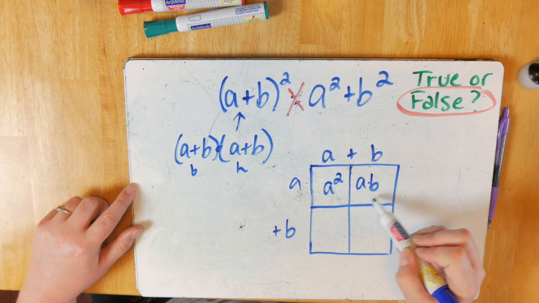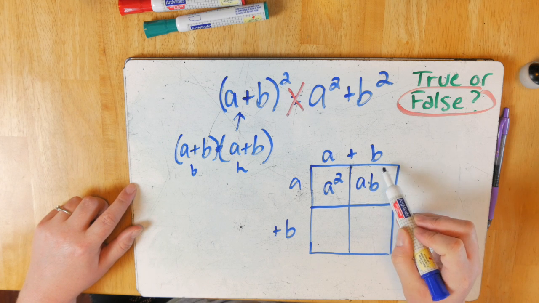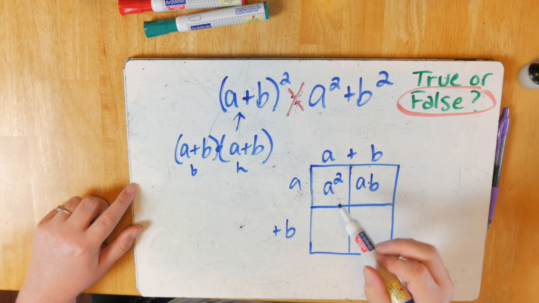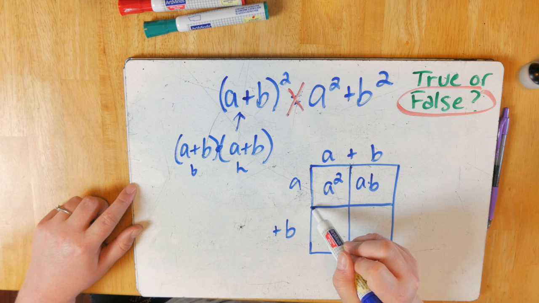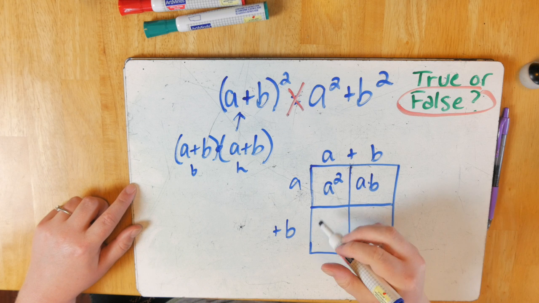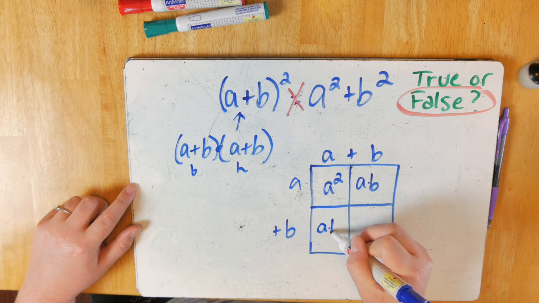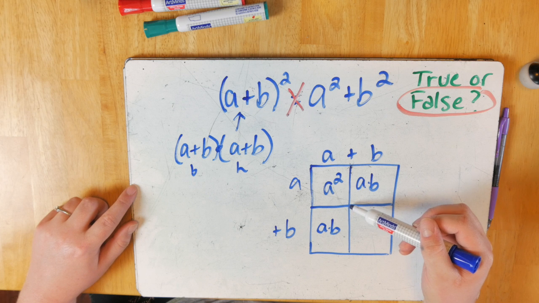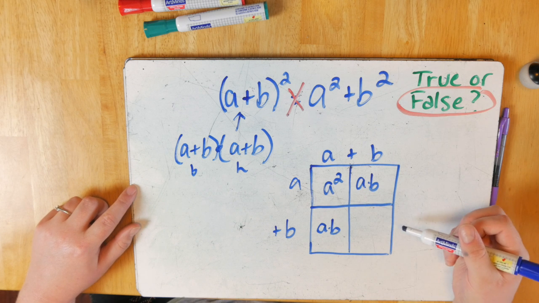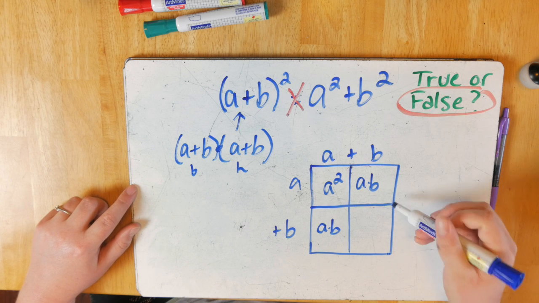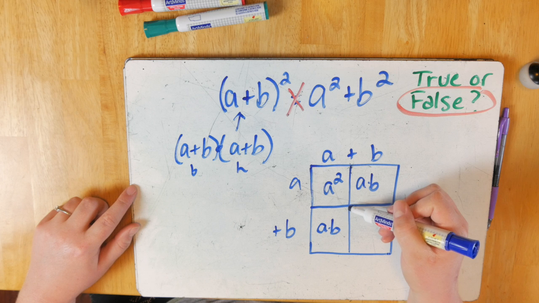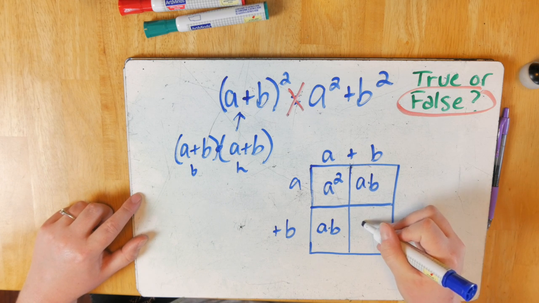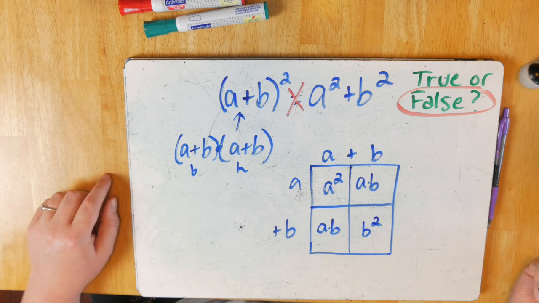So that's the area of that little rectangle with a base of b and a height of a. Down here we have a base of a and a height of b, and so that is again going to be a times b, since the area of a rectangle is base times height. And then down here in the bottom right, we have a base of b and a height of b. So when we multiply those two together to get the area, we're going to get an area of b squared.